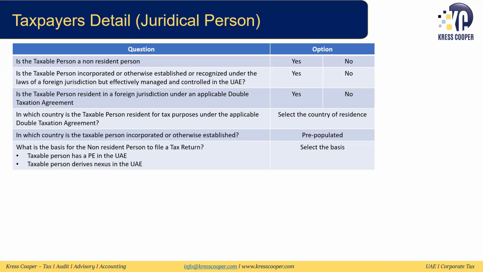It will ask you in which country is the taxable person incorporated or otherwise established. This will be flowing through from your registration, which will be marked there. And then it will be asking you to select the basis of why the non-resident person has to file this tax return. Is it because you have a PE in the UAE, or it is because of having a nexus in the UAE? So this basis will need to be selected as well.